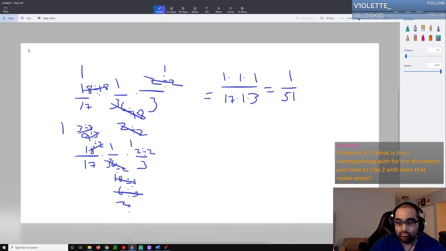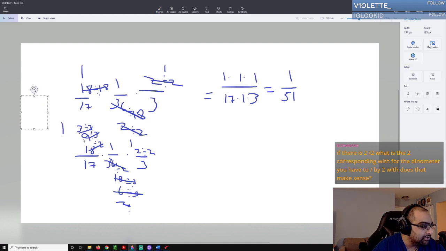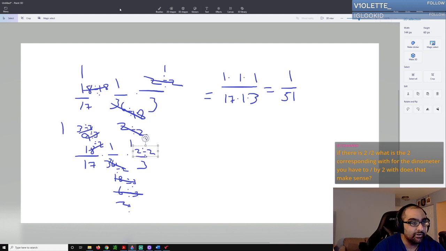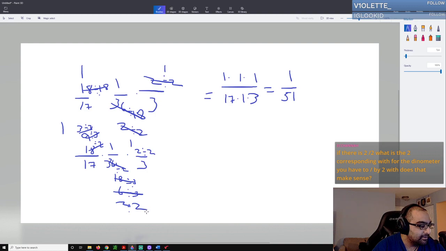Oh, hang on a second here. If there's a 2 divided by 2, what is the 2 corresponding with the denominator? Do you have to divide it by 2 with the... Yeah, so if there's a 2 up here, so this 2, and then this one, you're dividing both of them by 2.